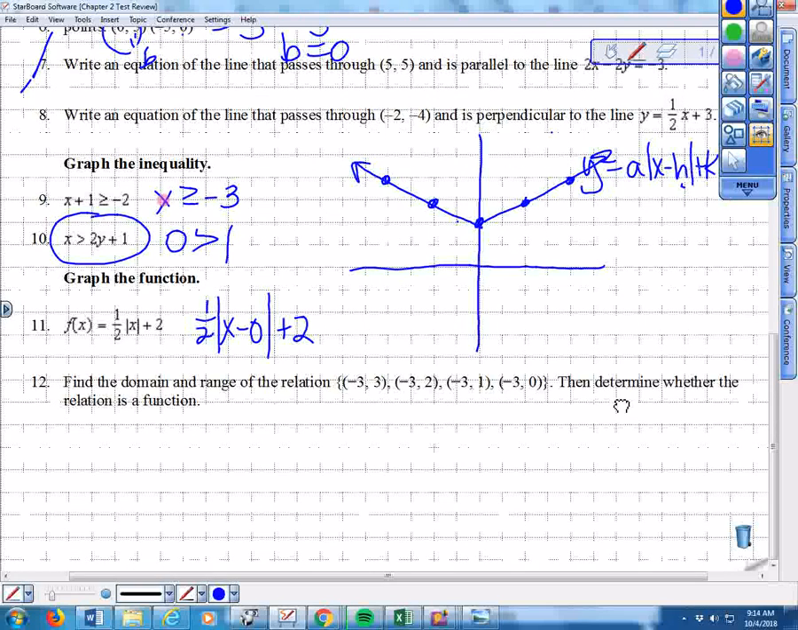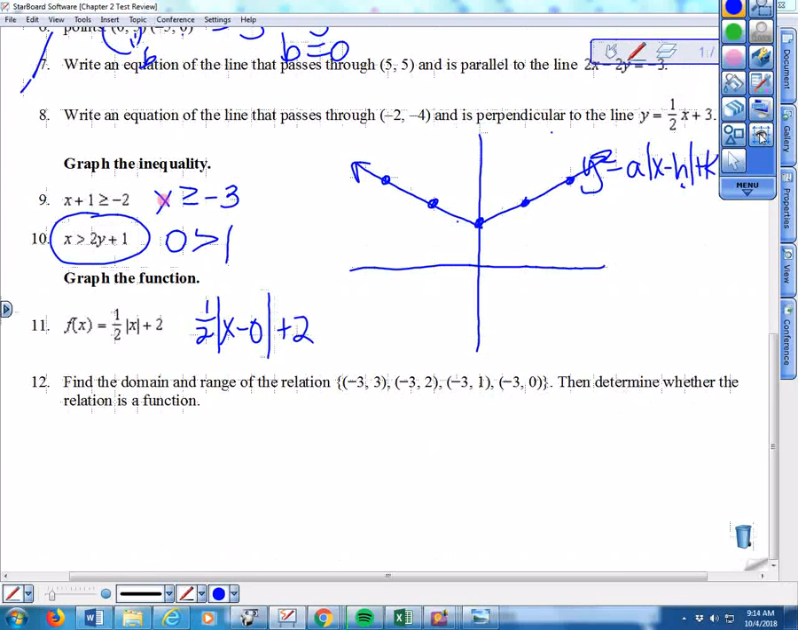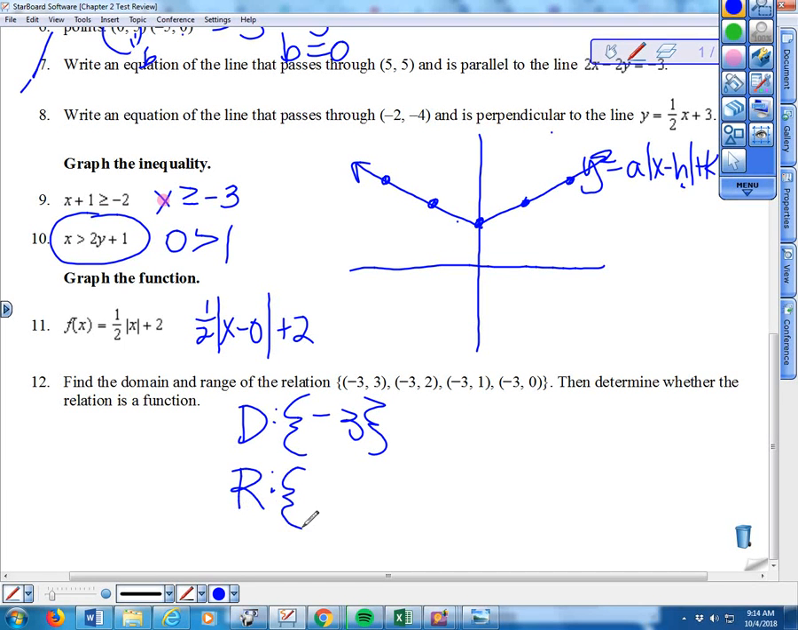Find the domain and range of the relation, then determine whether the relation is a function. Well, the domain is -3. You don't have to write it over and over again. The range is, I'll just start with 0, 0, 1, 2, and 3. These squiggly lines tell me that it's exactly the numbers inside. There's not a range there. It's exactly 0 or 1 or 2 or 3.